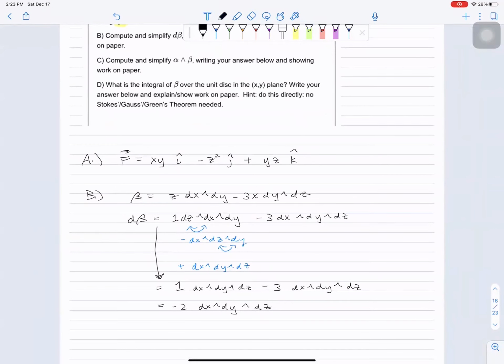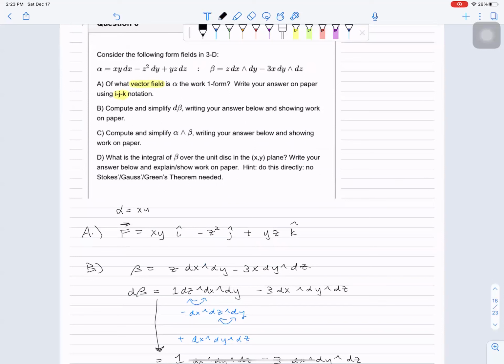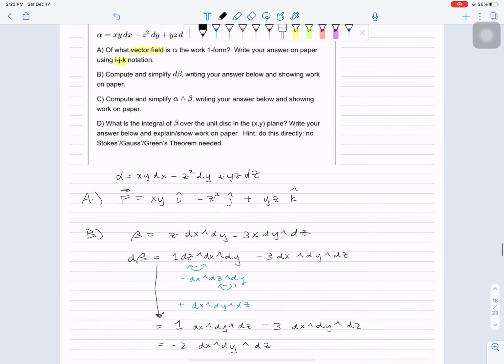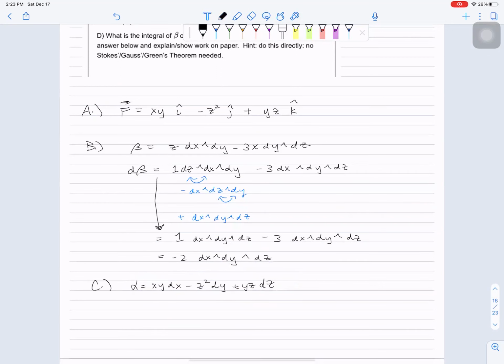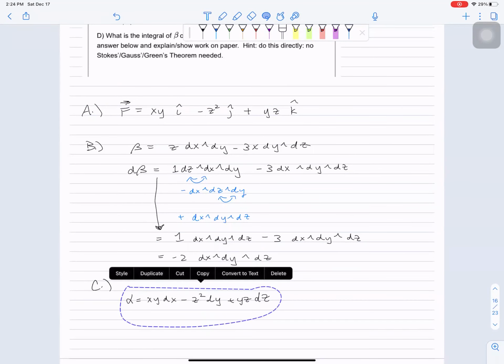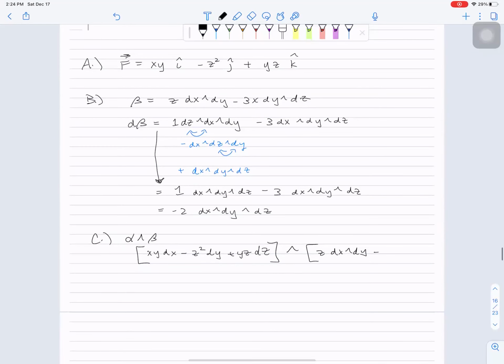Part C, compute and simplify this wedge product. So alpha wedge beta. Let me write what alpha is. Alpha is y dx minus x squared dy plus yz dz. Okay, so I'm doing part C now. Alpha wedge beta equals this thing wedge beta. Beta is z dx wedge dy minus 3x dy wedge dz.